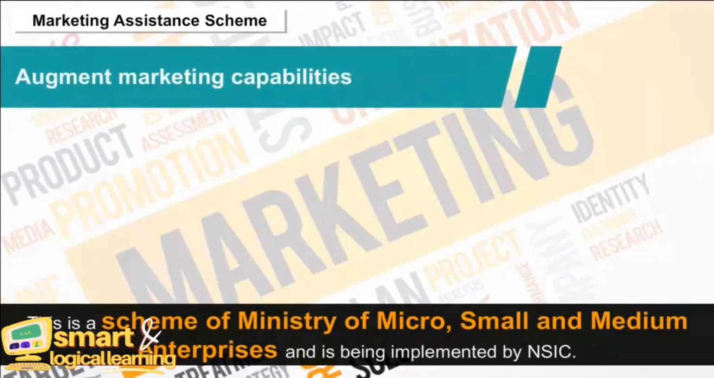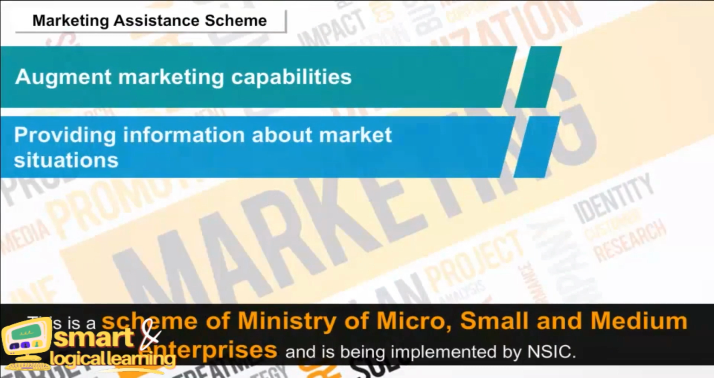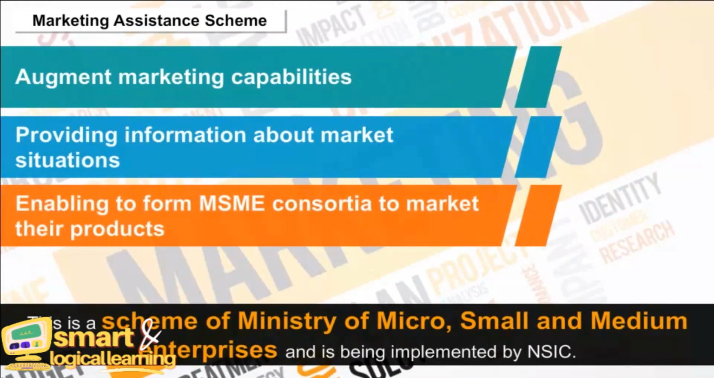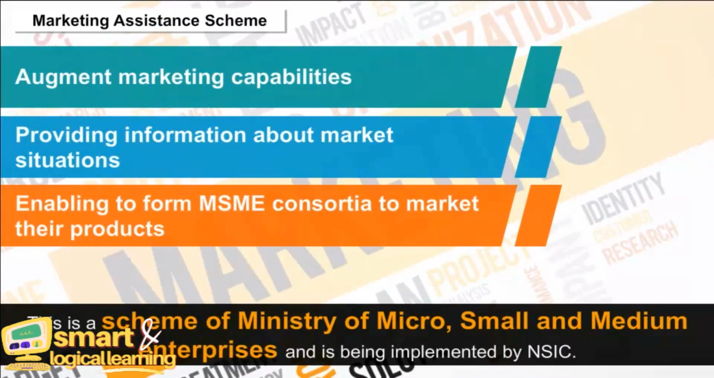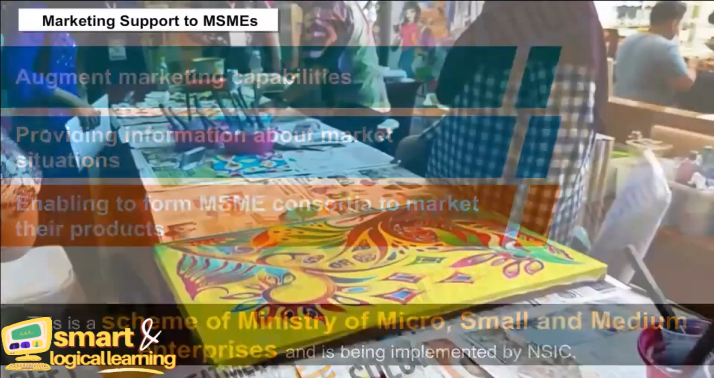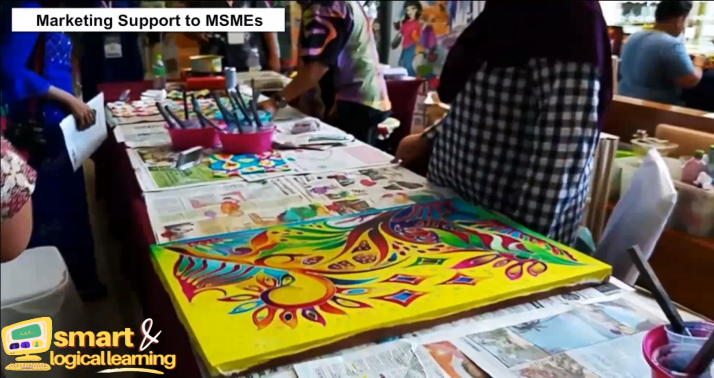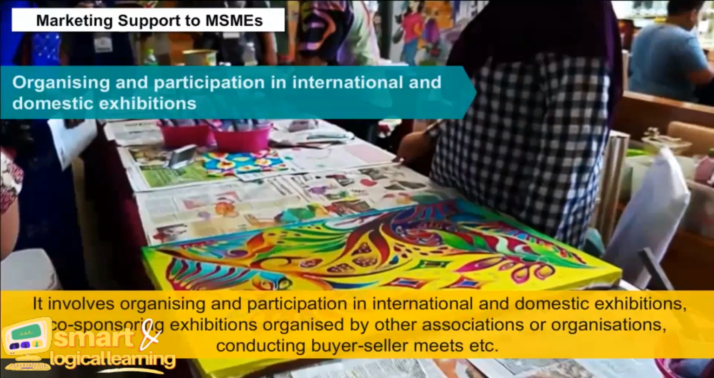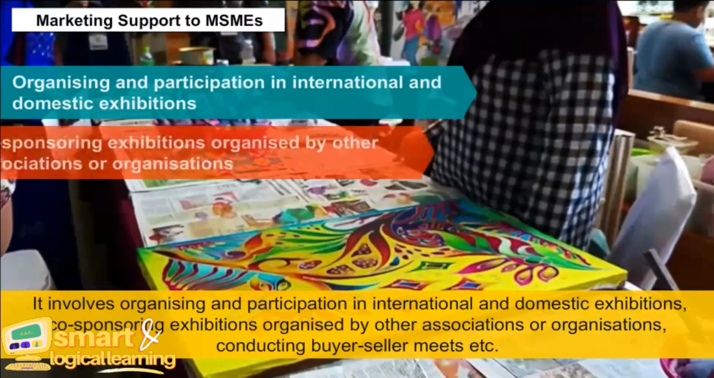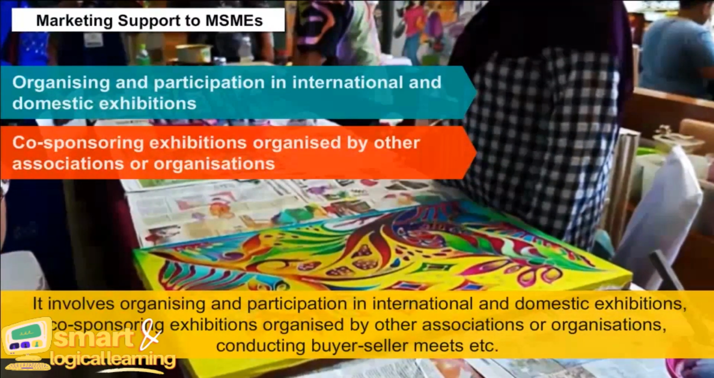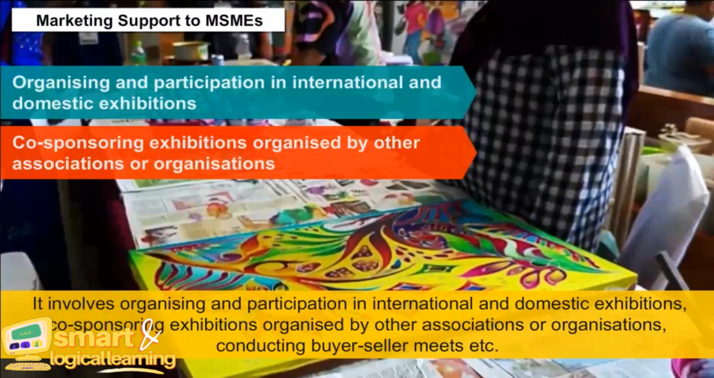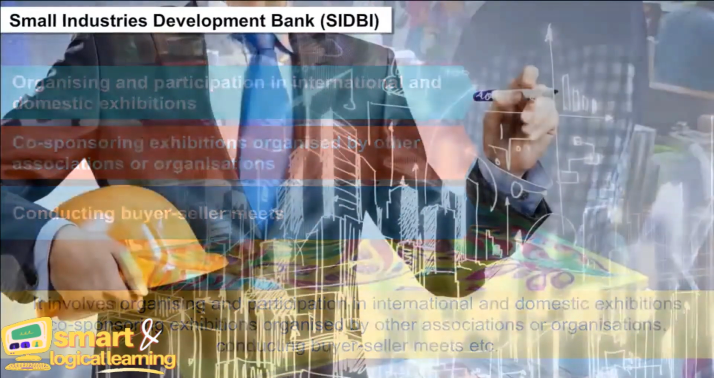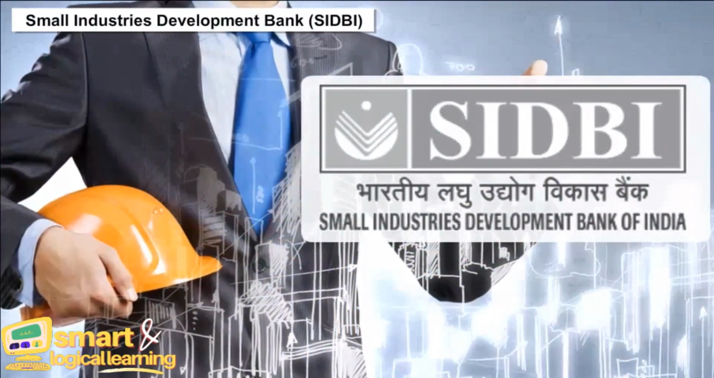It looks to augment marketing capabilities, providing information about market situations, enabling MSMEs to form consortia to make their products, etc. Marketing support to MSMEs involves organizing and participating in international and domestic exhibitions, co-sponsoring exhibitions organized by other associations or organizations, conducting buyer-seller meets, etc.